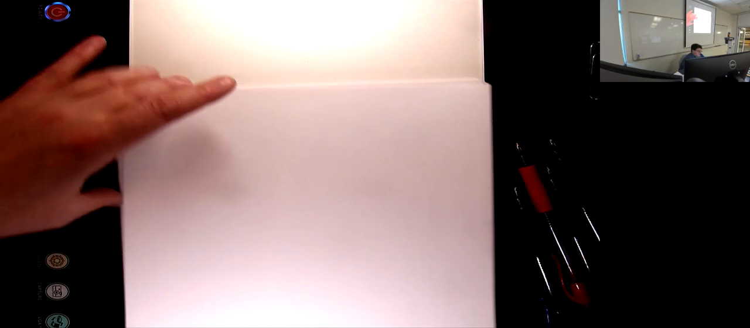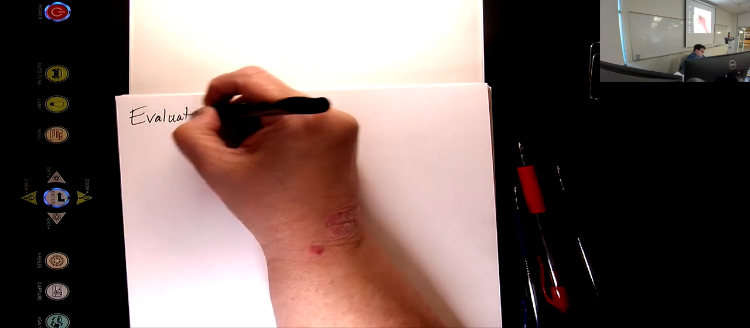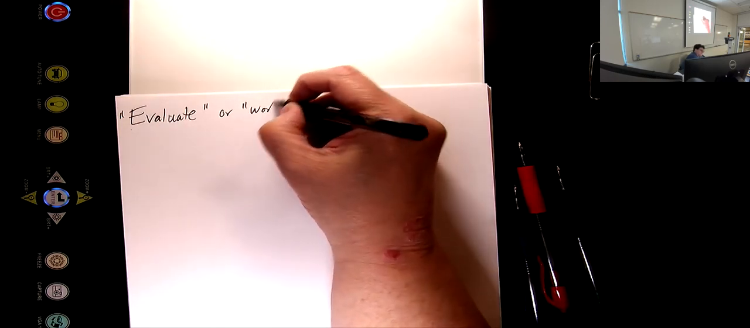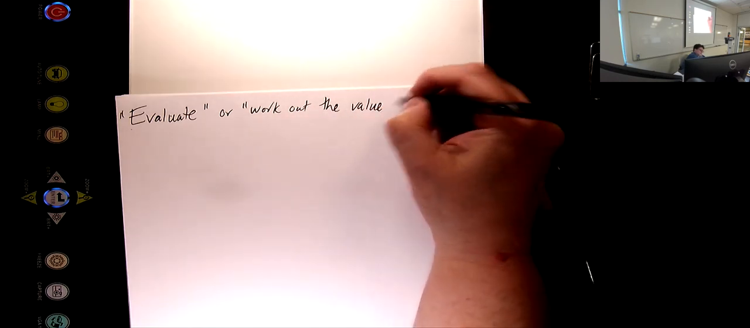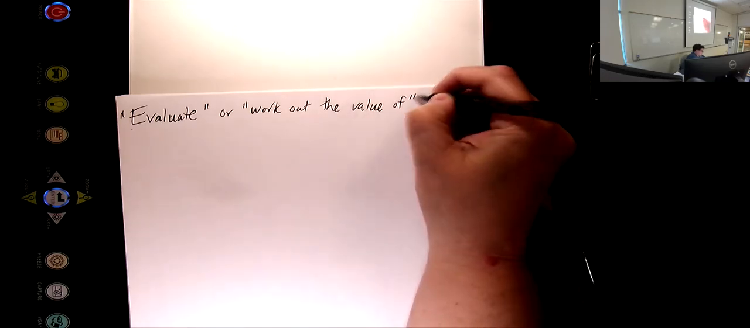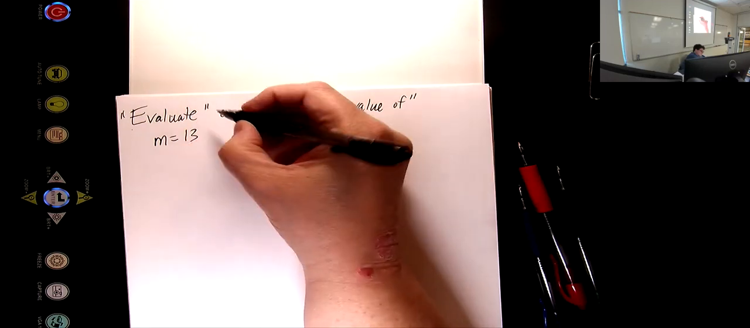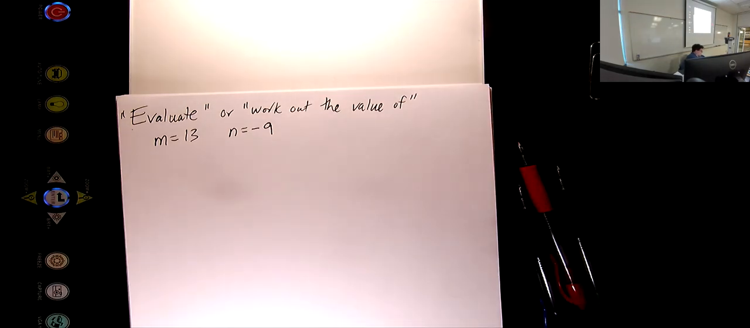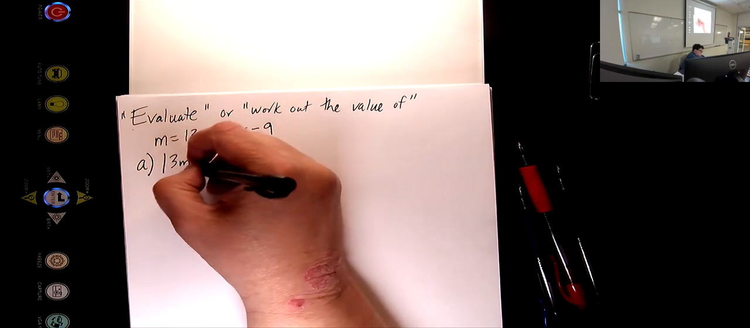Since we do a lot of plugging of values in or evaluating stuff, I'm going to have you evaluate, or work out the value of... evaluate is what they always say. We are going to have M equals 13, N equals -9. On A, I want you to do the absolute value of 3m plus 2n.